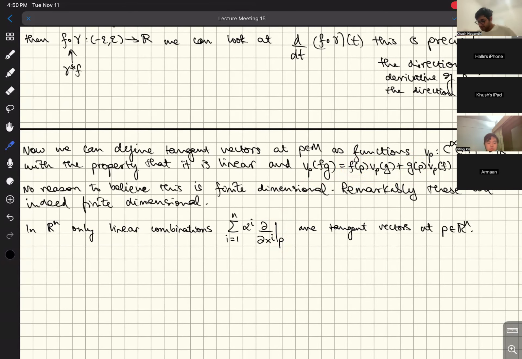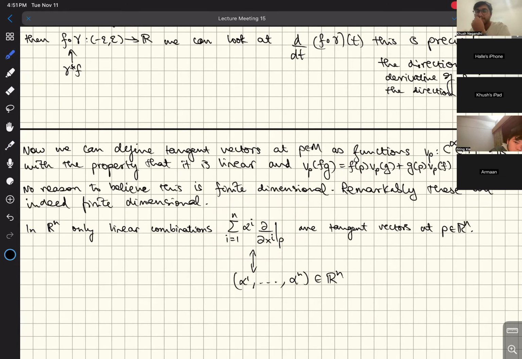So this leads us to the usual identification of these tangent vectors with vectors in Rn, because you can map this to the vector (alpha_1, ..., alpha_n), which is a vector in Rn. So you have this isomorphism of vector spaces between these abstract tangent vectors and these concrete tangent vectors. Does that make sense?